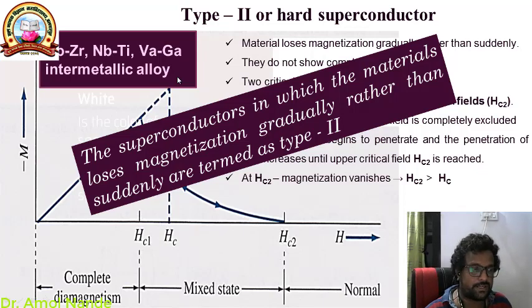So in summary, we can say that there are two types of superconductor. Soft superconductor, that is type 1 superconductor, and hard superconductor, that is type 2 superconductor. There is a sharp transition for a type 1 superconductor, and there is a smooth transition for a type 2 superconductor. Keep those in mind. That's all for this lecture.